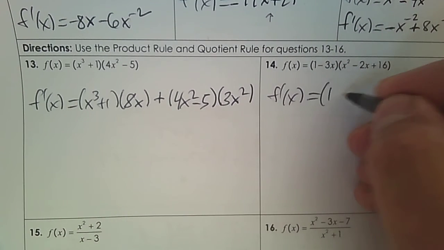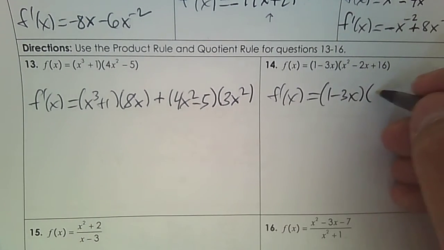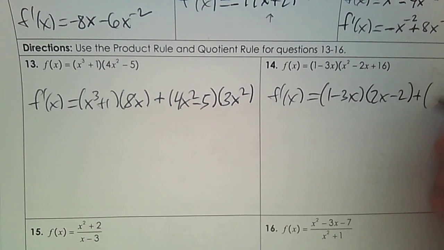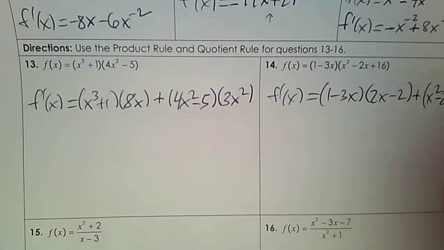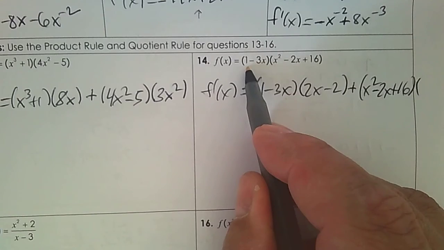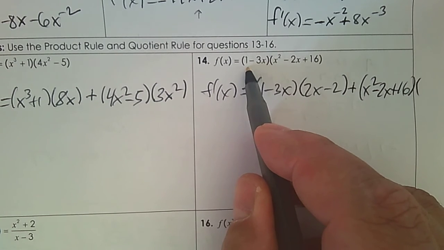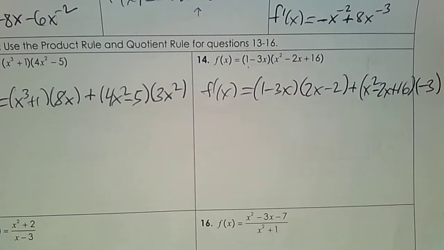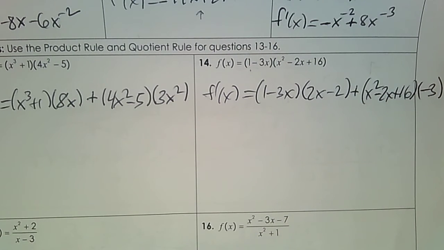The first times the derivative of the second, plus the second times the derivative of the first. Now, the derivative of 1 is 0, and the derivative of -3x is just -3. Done. And I don't expect you're simplifying this.